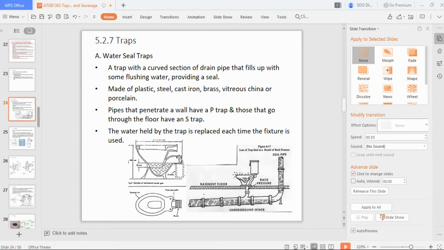So in the case of a WC, whenever you flush, the new water will be trapped in place to ensure that any smell will not be coming from your sewerage and come out in your washroom. So this water seal trap is important to ensure that the smell and the gas do not come out to your washroom.